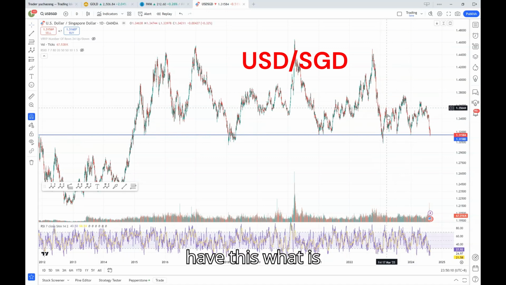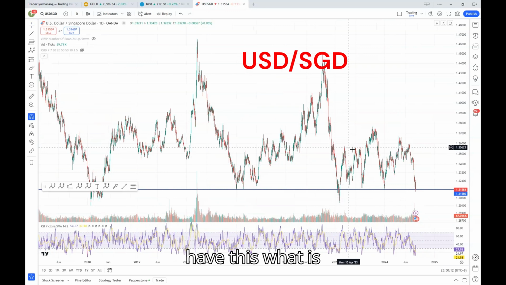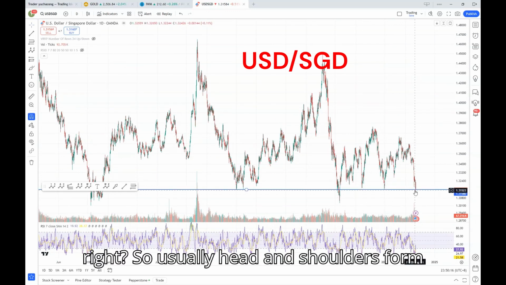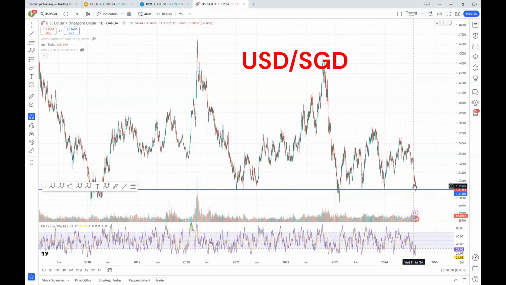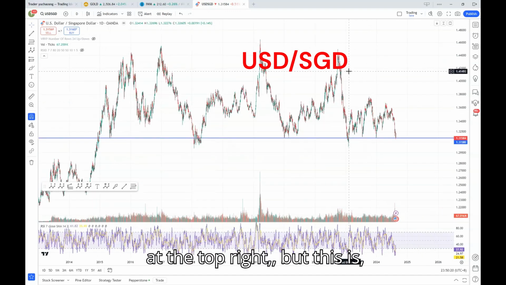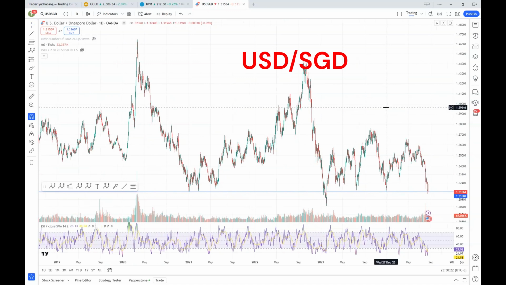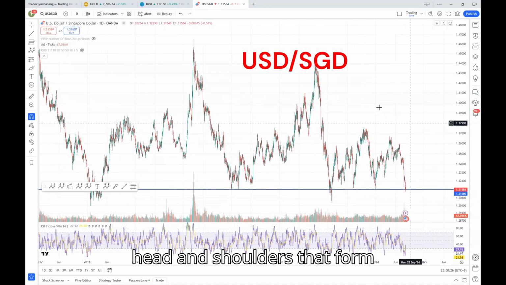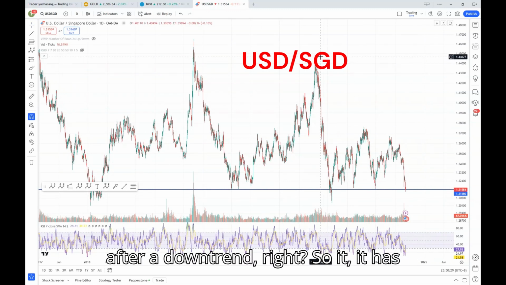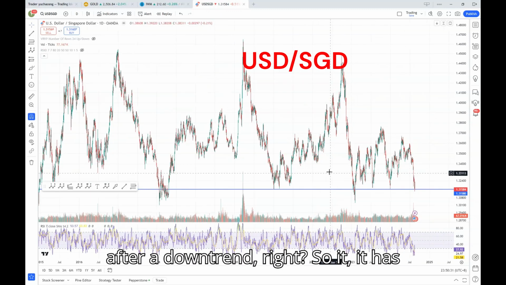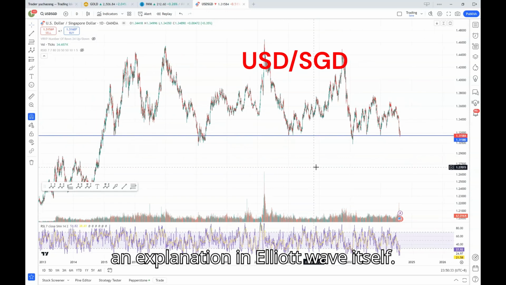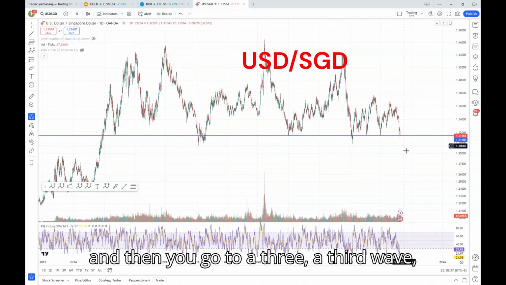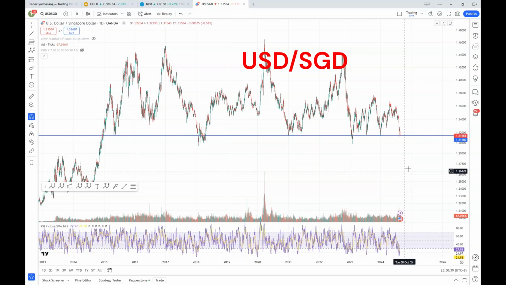And over here we have what is commonly known as the head and shoulders. Usually head and shoulders form at the top, but it's not surprising to see head and shoulders form after a downtrend. It has an explanation in Elliott wave itself: this is one, two, one, two, and then you go to a three, a third wave.